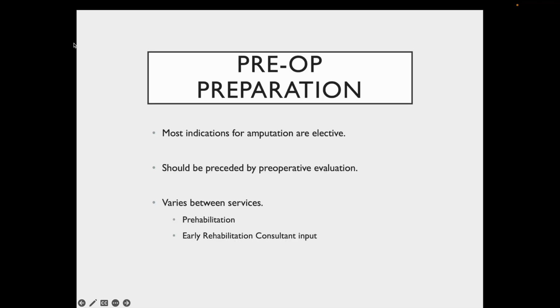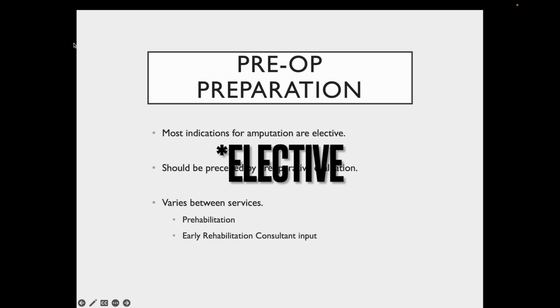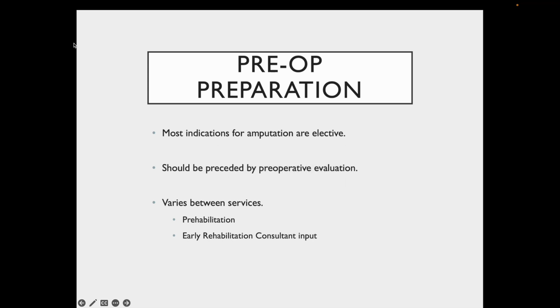Now, preoperative preparation. Indications for amputations are mostly elective. Barring the traumatic patients, a lot of our patients have diabetes and vascular dysfunction, and they've had wounds for many years.